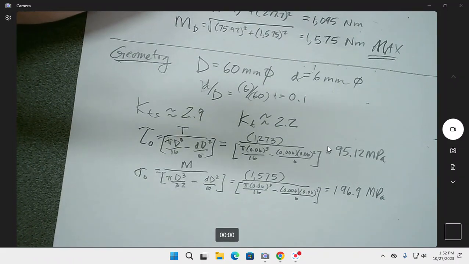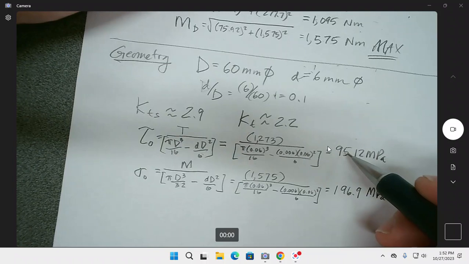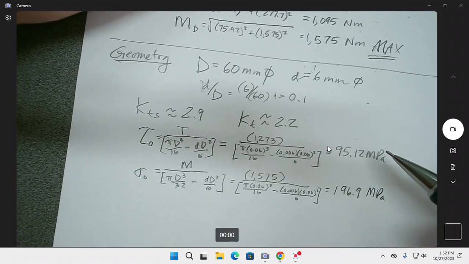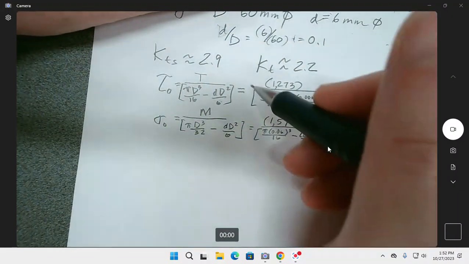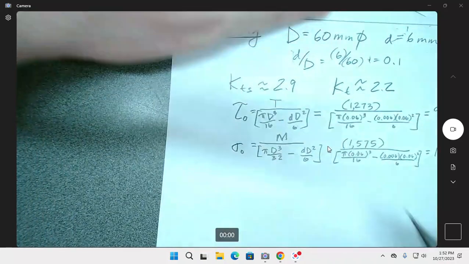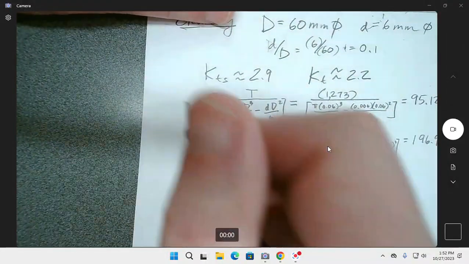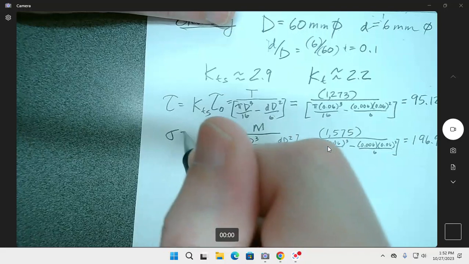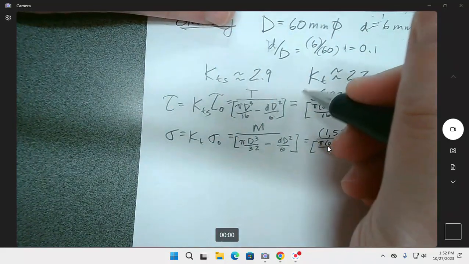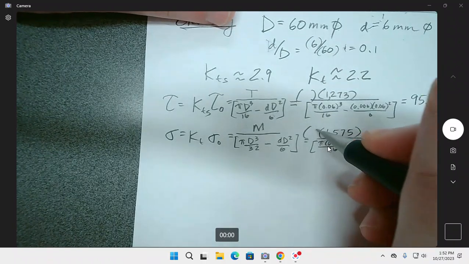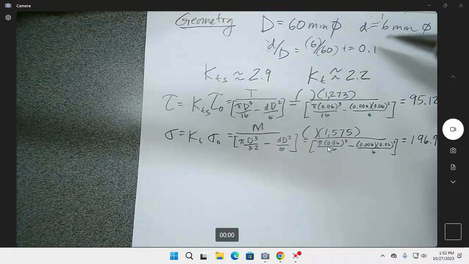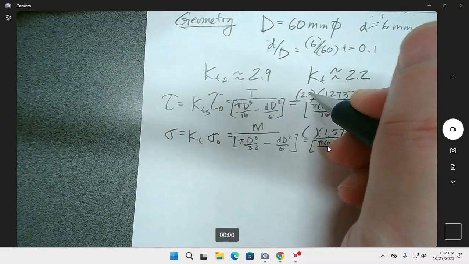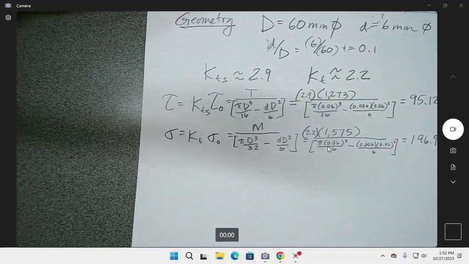And I just screwed up. I'm sorry. These values are incorrect. I looked at my page. I skipped a step, and what I should have done, if I did this correctly, here you go. This is what, I'm going to fix it, but I don't know if you'll be able to fix it. But I can. Watch this. Tau is equal to KTS. Sigma is equal to KT times there. And then I'm going to put in my 2.9 and my 2.2. Is that okay?